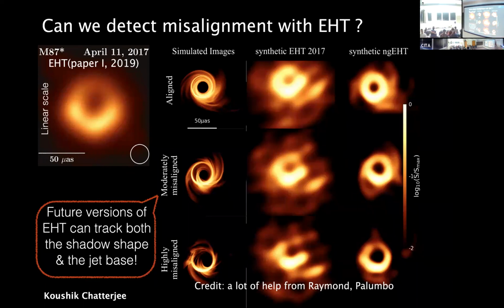Something to do with the jet, the spine of the jet, the misalignment of the jet with respect to the line of sight? Well, the emission comes from the disk and jet boundary. So it has to do with both. So both the jet and the disk are warped. And that's what you are seeing over here.